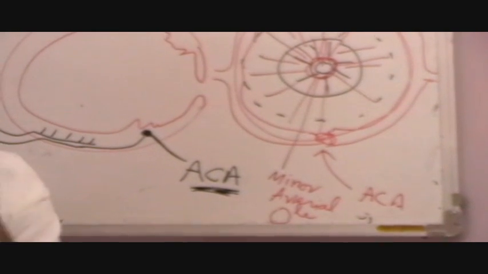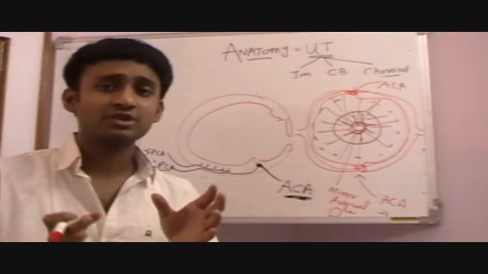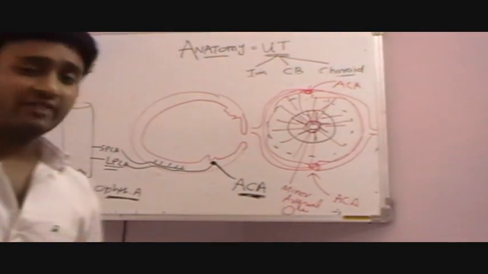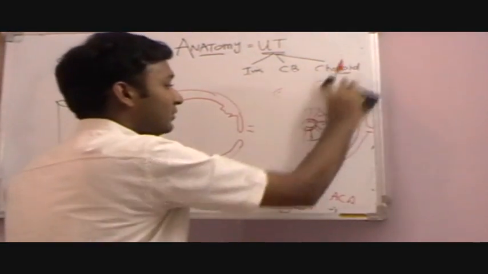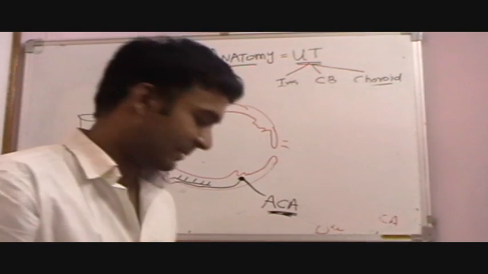So you have two circles: major arterial circle and minor arterial circle. The major arterial circle is formed between the anastomosis of the LPCA and ACA. Regarding the venous supply, it is easier, thankfully, because the arterial supply is very complicated. Venous supply is very simple.